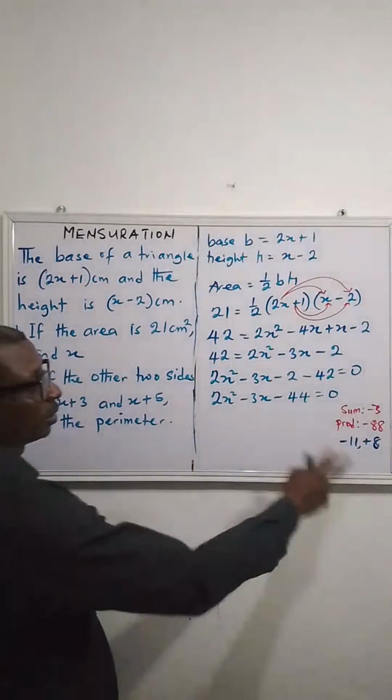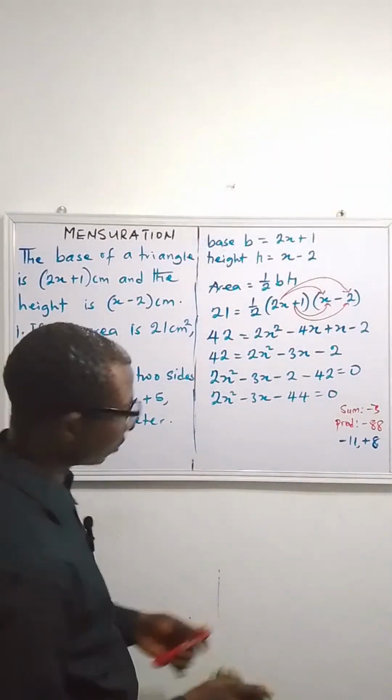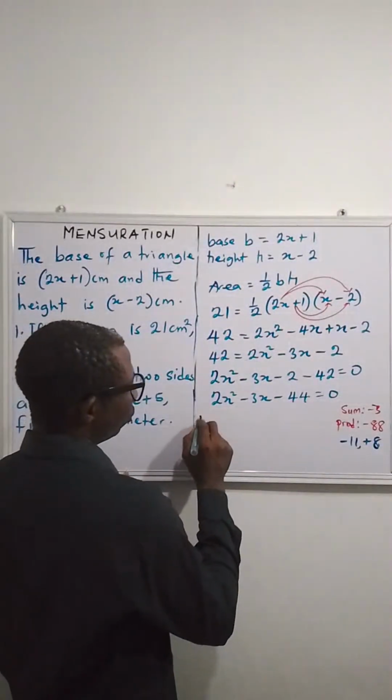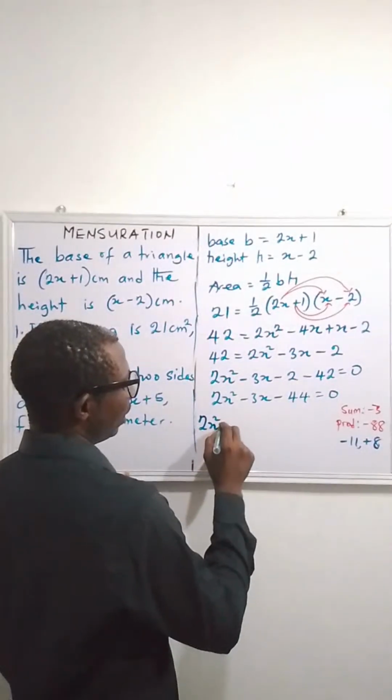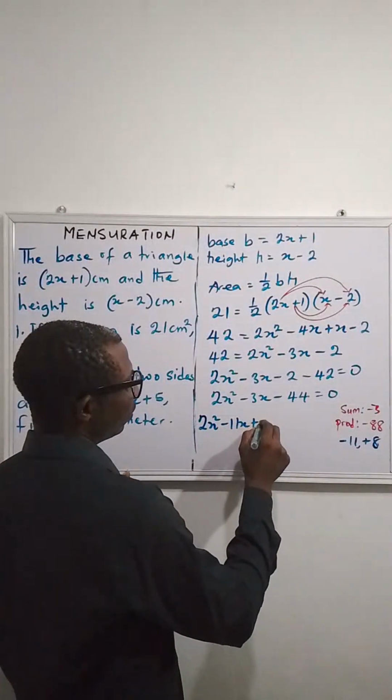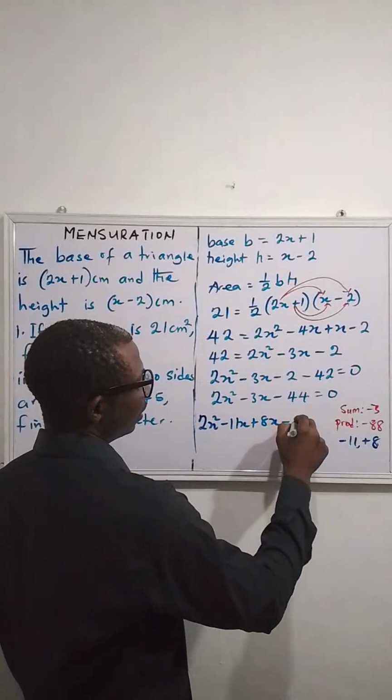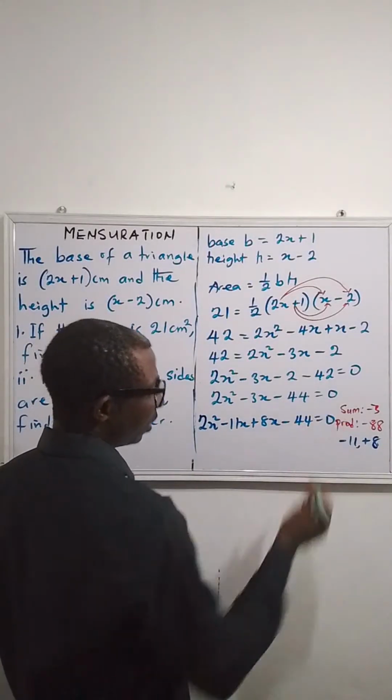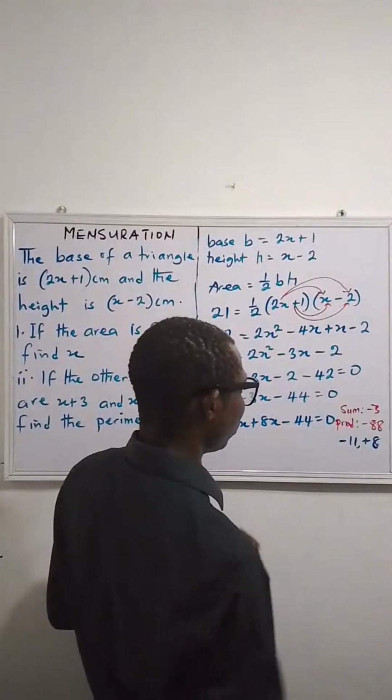So let's incorporate this into this equation. What do we have? Now this turns to 2x squared minus 11x plus 8x minus 44 equals 0. Okay, so that's what you have.